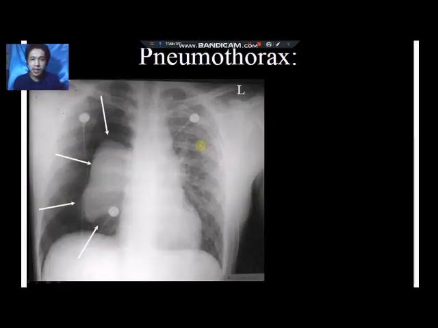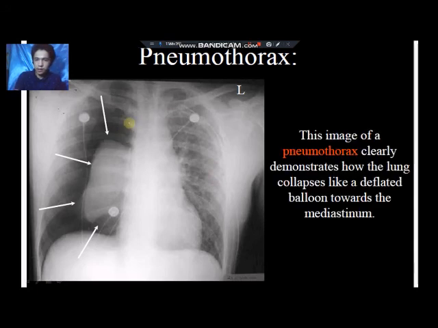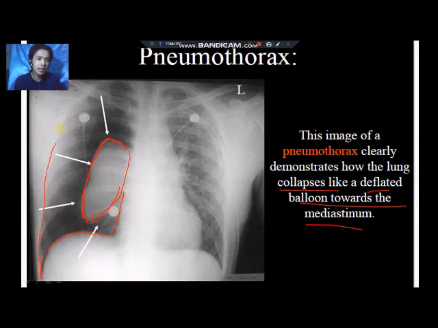Okay, so this is an example of pneumothorax. This image of pneumothorax clearly demonstrates how the lung collapses like a deflated balloon towards the mediastinum. Okay, so this is the lung of our patient. So that means the visceral pleura is here, and the parietal pleura of the patient surrounds this cavity. So the parietal pleura is here. Within, or in between the visceral pleura and the parietal pleura, is the pleural cavity.